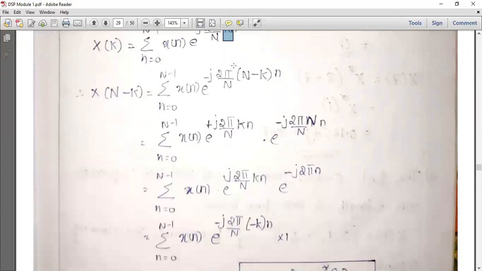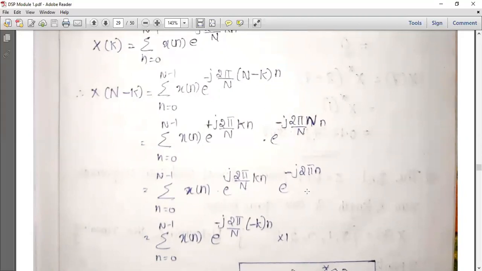Then after that expand this bracket. Now we get sigma n is equal to 0 to N minus 1 x of n e raised to minus j 2 pi by N into minus k, that is plus j 2 pi by N into kn, into e raised to minus j 2 pi by capital N into capital N into n. Okay, it is minus j 2 pi by N into N into n, so we can cancel these two N. Then we get sigma n is equal to 0 to N minus 1 x of n e raised to j 2 pi by N into kn into e raised to minus j 2 pi n.